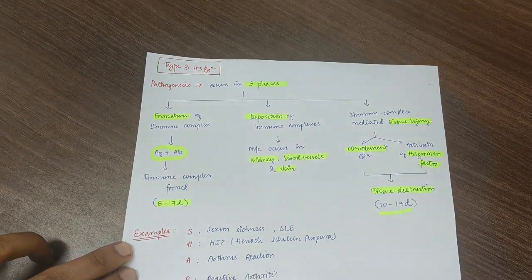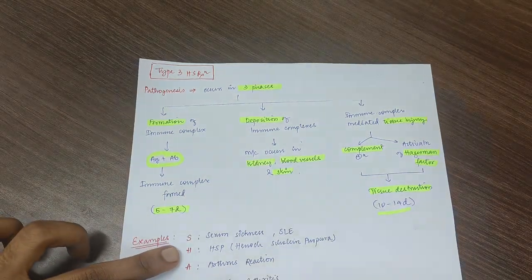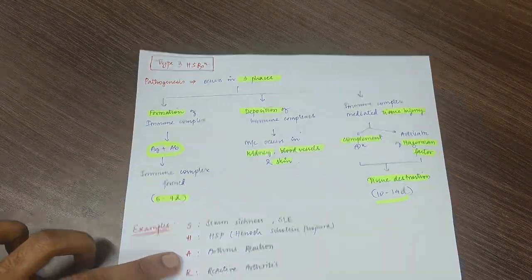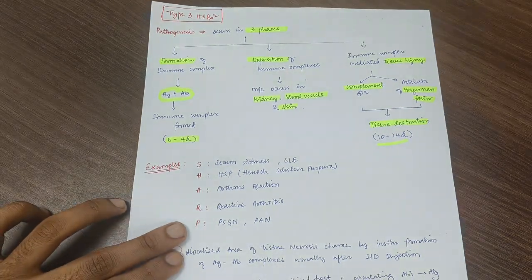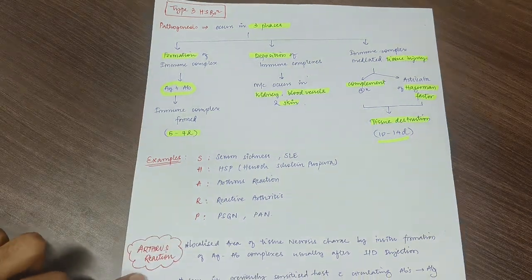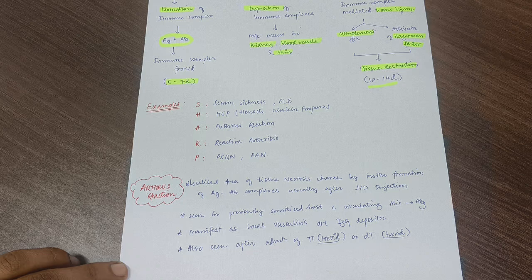The mnemonic for type 3 hypersensitivity reaction: S for SLE and serum sickness, H for Henoch-Schönlein purpura, A for Arthus reaction, R for reactive arthritis, P for post-streptococcal glomerulonephritis and polyarteritis nodosa. Arthus reaction. What is Arthus reaction? Arthus reaction is a localized area of tissue necrosis.